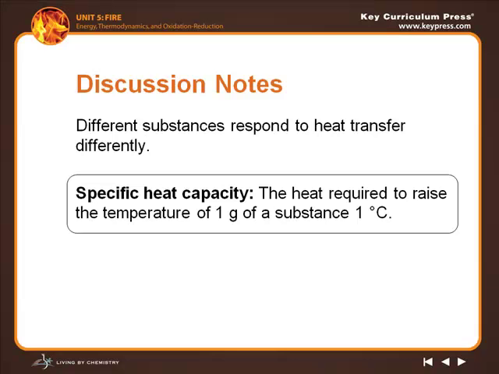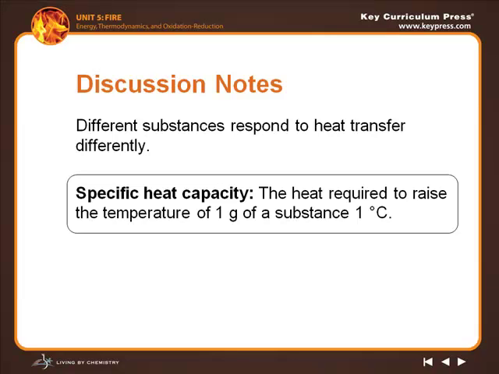And focusing on the first piece of information we saw: different substances respond to heat transfer differently. Water and metal do not heat up at the same rate, and that's because of what's called their specific heat capacity. The specific heat capacity is the heat required to raise the temperature of 1 gram of a substance 1 degree Celsius.